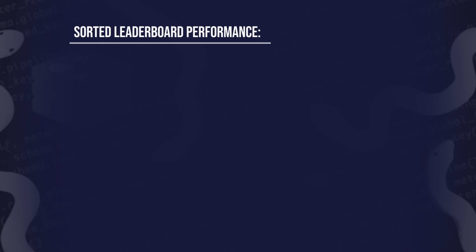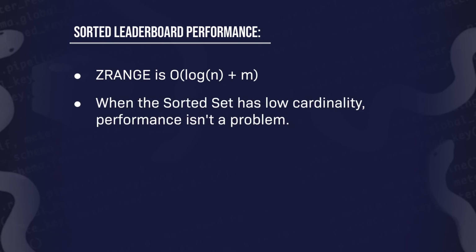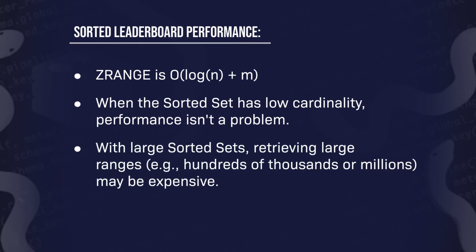First, remember that the zrange family of commands has performance of O(log n + m), where m is the number of elements returned. In our use case, we expect a relatively small sorted set cardinality, so there's no real performance concern for this use case. But if your sorted sets or leaderboards contain millions of unique elements, you may want to exercise some caution when pulling back large ranges.